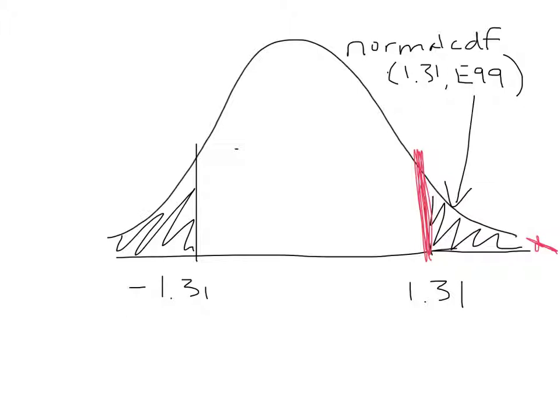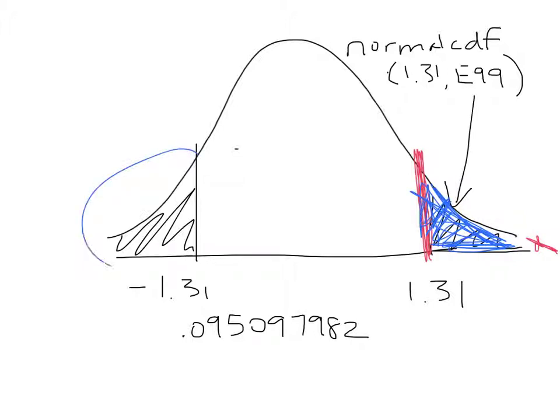And what you get is this, 0.095097982. But remember, that was only this tail over here, this one in blue. And we want to include this one over here. So we're going to have to take that and multiply that by 2.